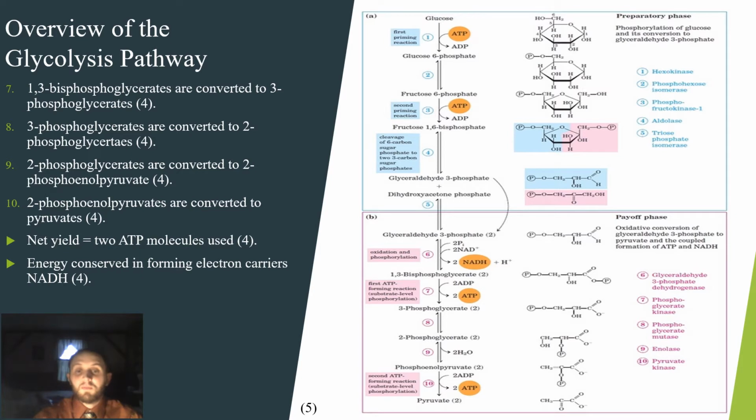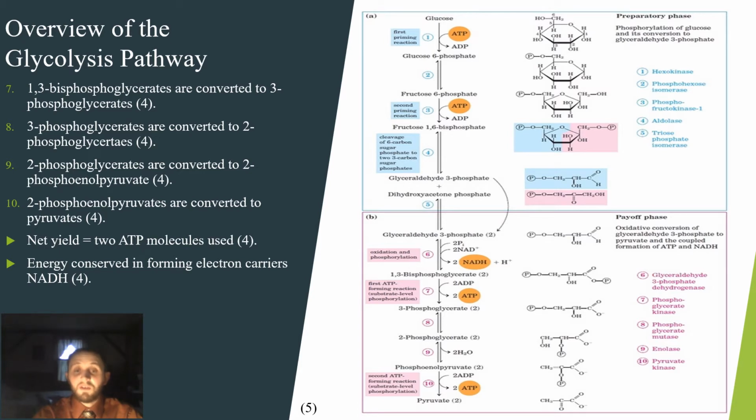And so the 7th step to do this is that the 2 1,3-bisphosphoglycerate molecules are being converted to 3-phosphoglycerate, and this is done by having 2 ADPs, which will be converted to 2 ATP molecules. So the 8th step is where we see then the 3-phosphoglycerate molecules being converted to 2-phosphoglycerate molecules, 2 of them.